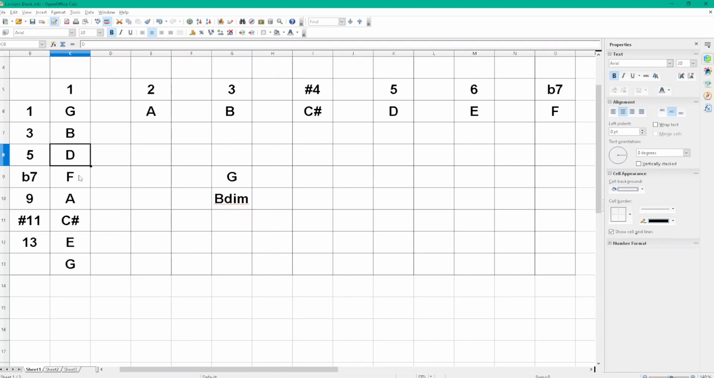D, F, and A. Now, the interval between D and F is a flat 3, and the interval between D and A is a fifth. So this is a D minor. Now, that's already somehow more usable, because a D minor arpeggio is probably something that you know better than diminished, but if you know diminished better, anything would do. But in this case, you are exploiting 5, flat 7, and 9.